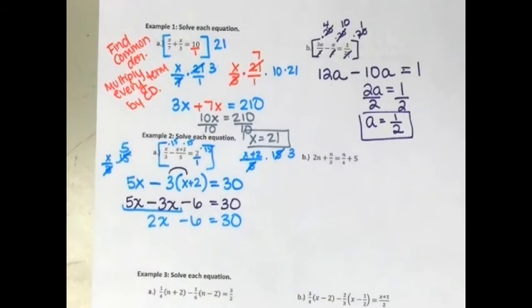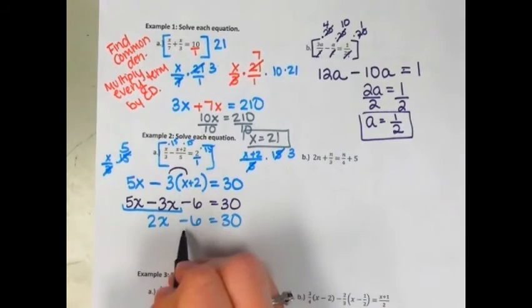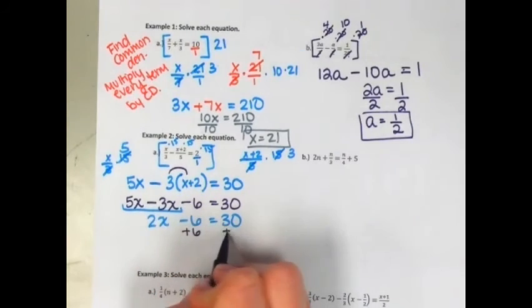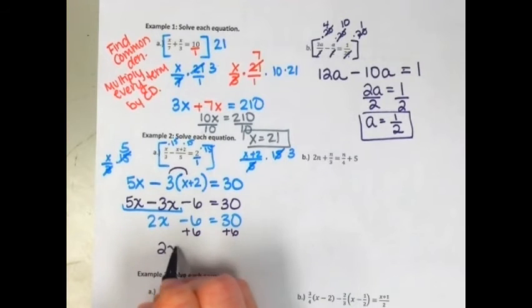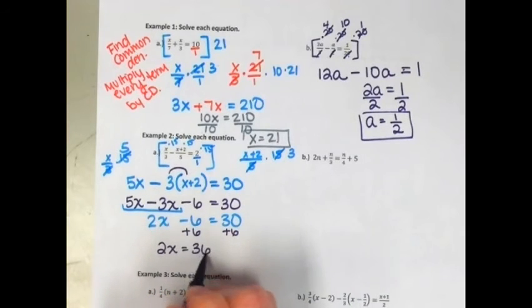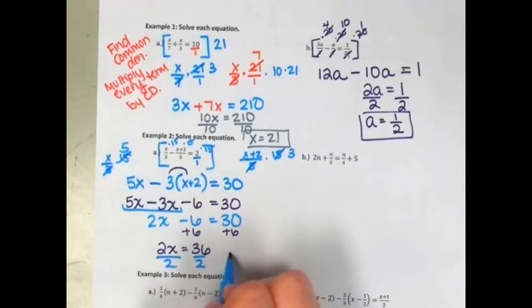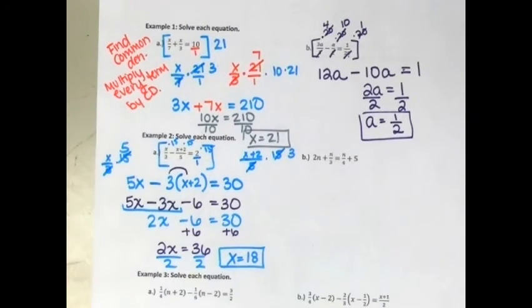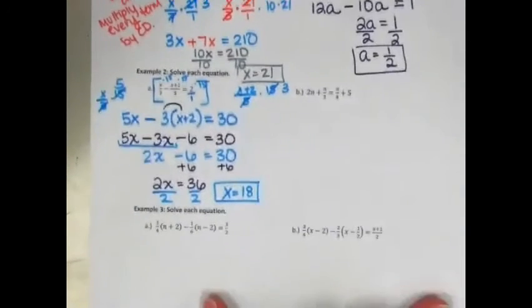And keep solving. So how do I move this 6 over? Add 6. So 2x equals 36. And then what? Divide by 2. So x equals 18. Any questions so far?